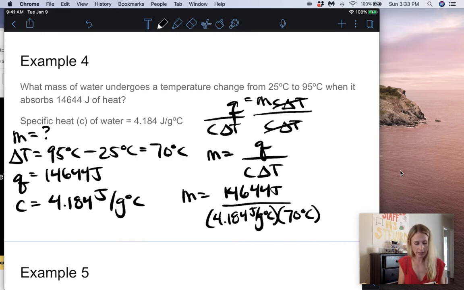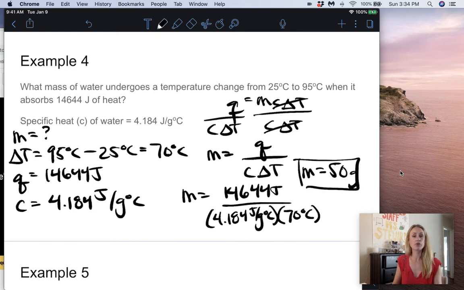So when you're doing this on your calculator, you want to make sure that you put parentheses around that denominator. So I have 14,644 divided by, open parenthesis, 4.184 times 70, close parenthesis, and then we get my answer, which ends up being a mass of 50, not kilograms, sorry, grams. I'm so used to physics, we always measure everything in kilograms, but this is 50 grams of water, which is also 50 milliliters of water because 1 milliliter of water is equal to 1 gram because it weighs 1 gram. Not true for every liquid, just water.